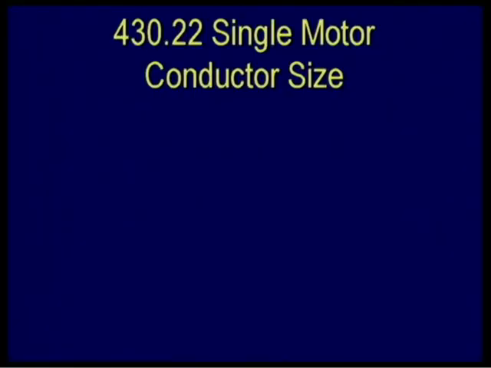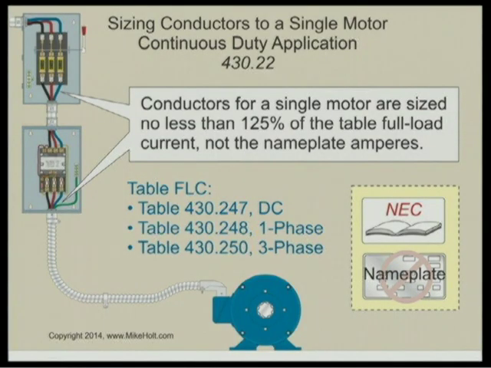Let's go to 430.22, conductor sizing. Conductors for a single motor are sized no less than 125% of the table full load current, not the motor nameplate current rating. We get the table full load current: 430.247 for DC. I don't think we see a lot of DC motors. 430.248 for single phase, 430.250 for 3-phase. You use the code book, not the nameplate, to size the conductor.